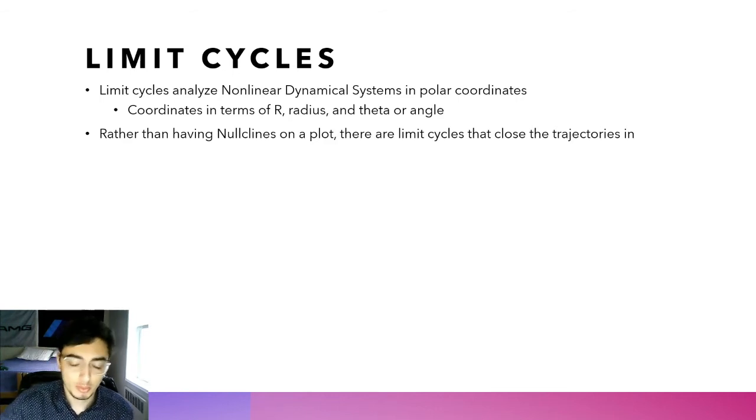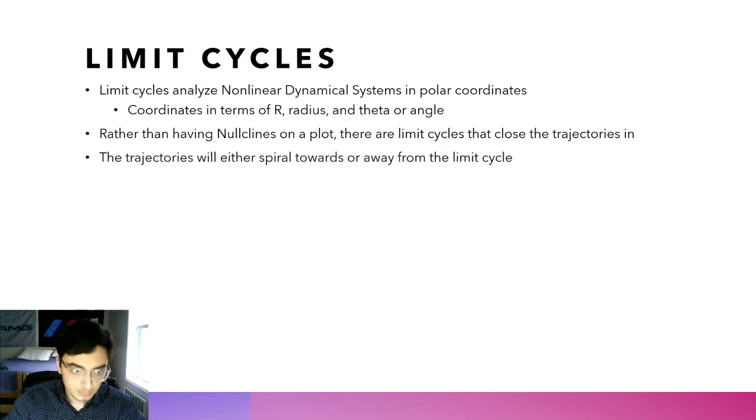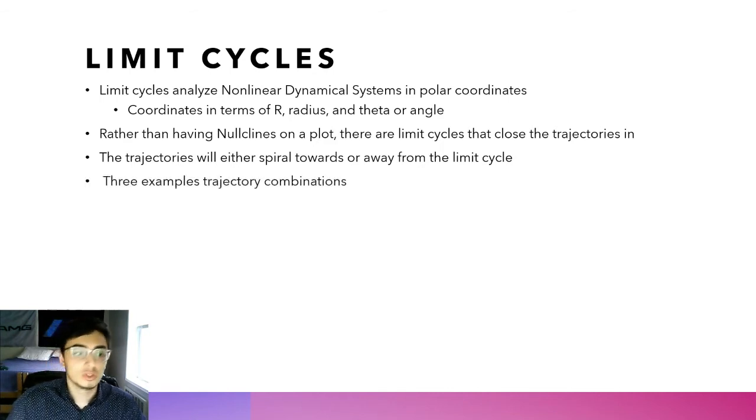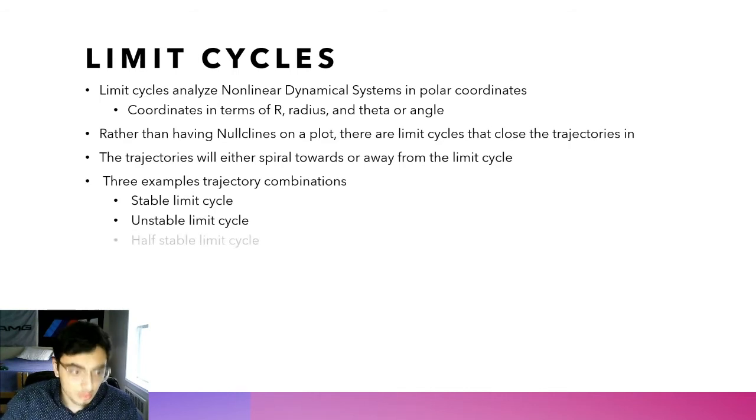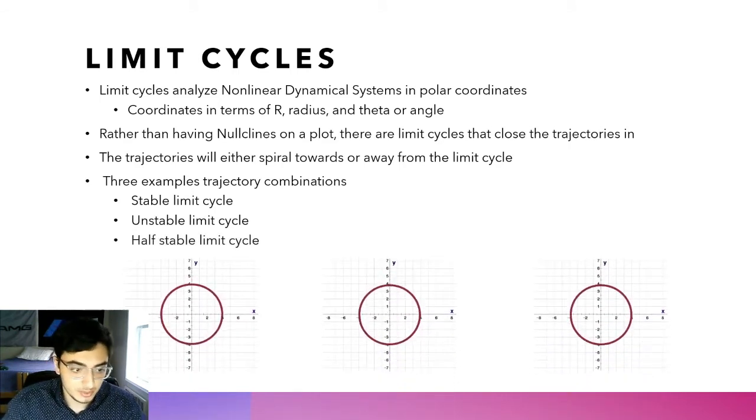As we spoke about previously, nullclines kind of shape the graph a little bit, but in this case, limit cycles close in on the graph on the fixed points in a rotational area. The trajectories will either spiral towards or away from the limit cycle, and that helps to determine the stability. There are three examples of trajectory combinations: stable limit cycle, unstable limit cycle, and half-stable limit cycles.